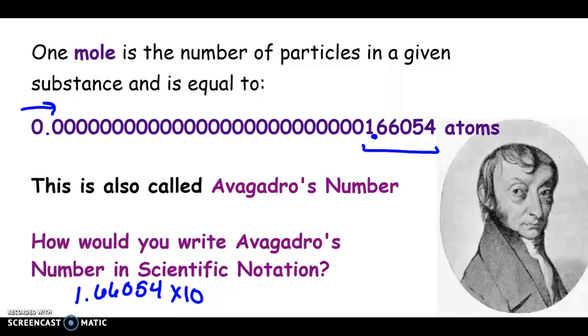Now, and this is where it is a little different. If I take 1.66054 and I times it by, like, say, 10 to the 5th, my number is going to get bigger. I'm going to end up moving my decimal point to the right, and I don't want that. I want my number to be small. So that means instead of multiplying by 10 to the 5th, I'm going to be dividing by 10.